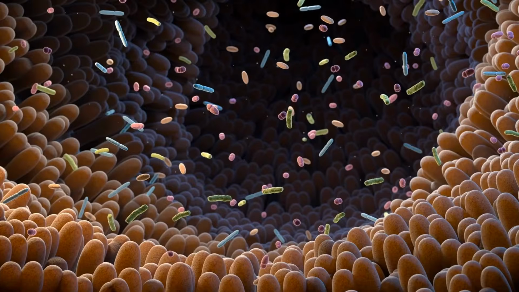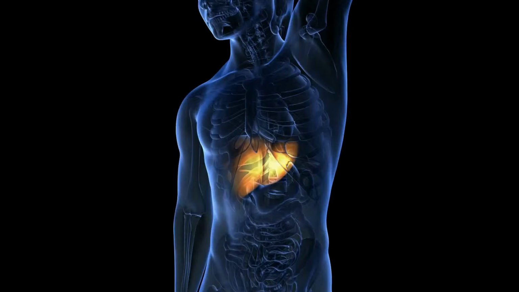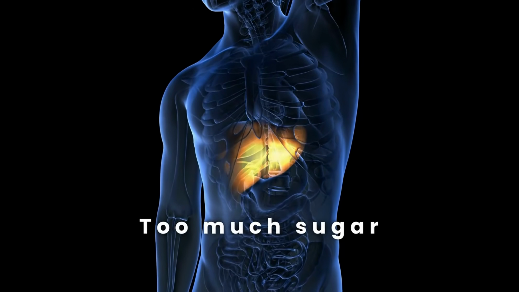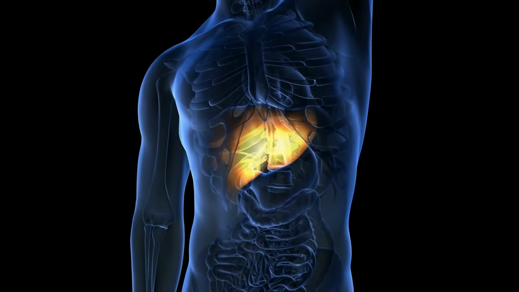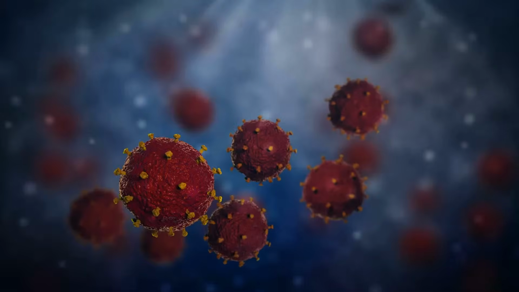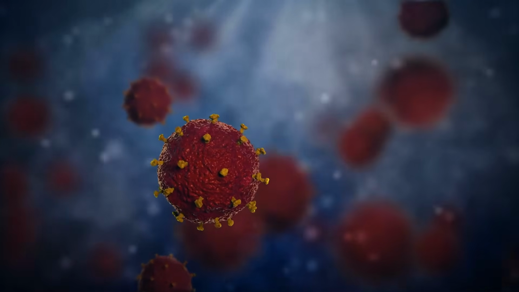Type 1 often appears in children and teenagers, but adults can also get it. The attack on the pancreas does not happen because the child ate too much sugar or did something wrong. It just happens randomly, often because of genetics and unknown triggers. Scientists call it an autoimmune disease, which means the body attacks itself by mistake.